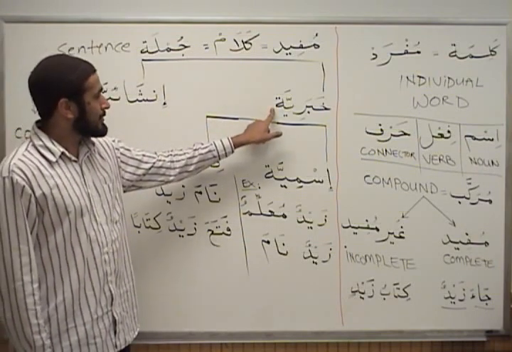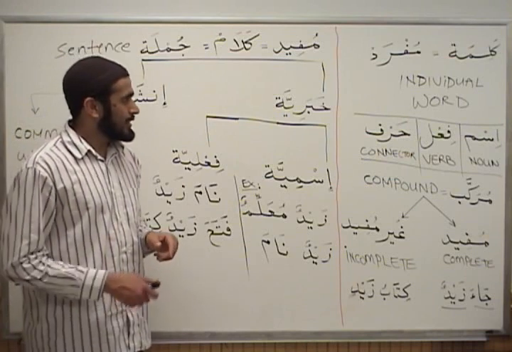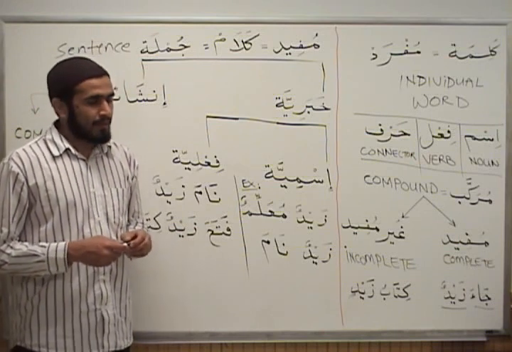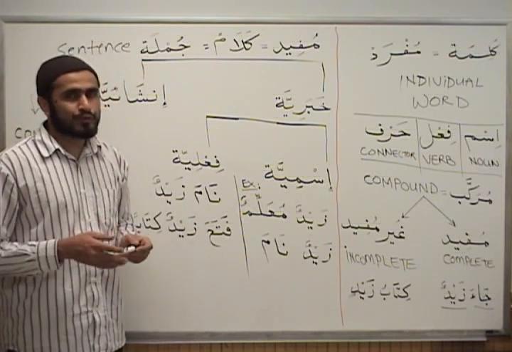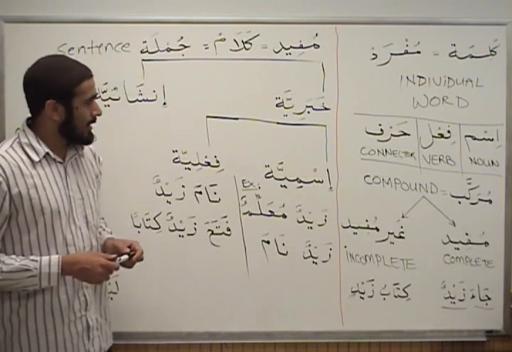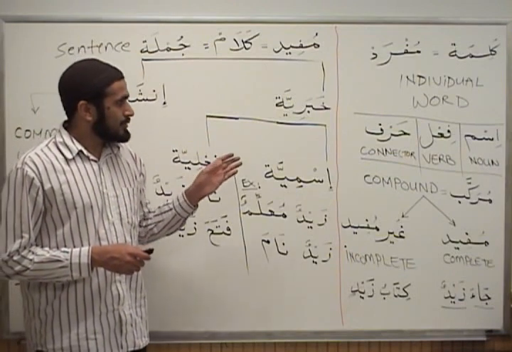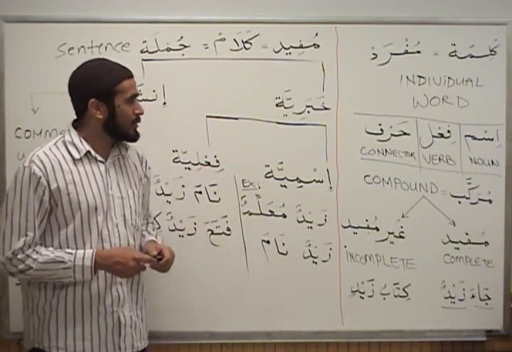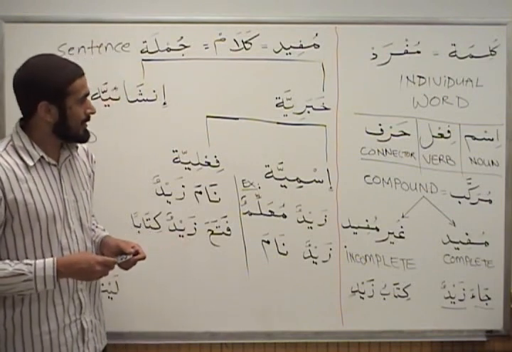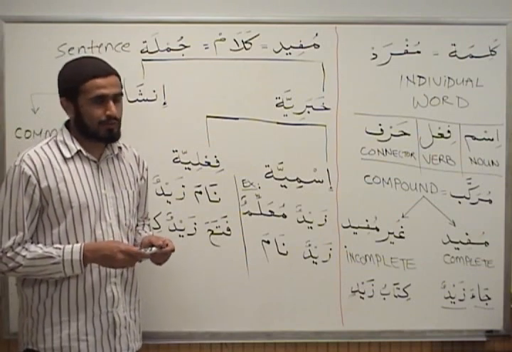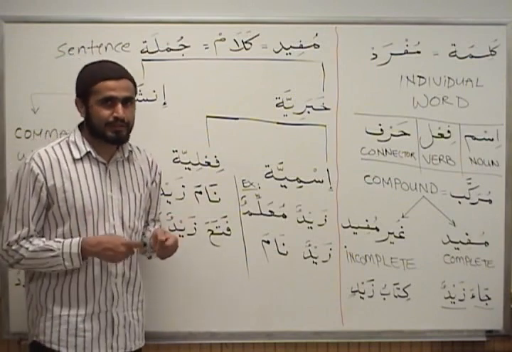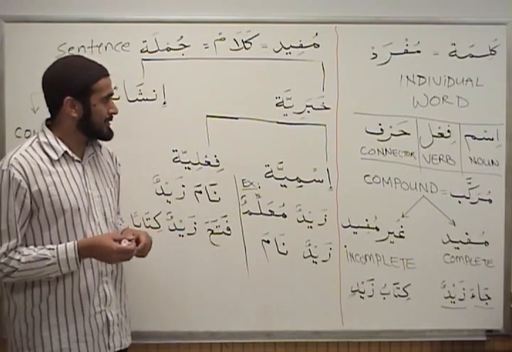Khabariya is the kind of sentence which gives news, which informs you of something that happened, that is happening, or that will happen. And the way to distinguish it is that when someone says it, they can be saying the truth, or they can be saying a lie. So you can say that this is true or this is false. When it is said, it will make sense to say it's true or it's false.